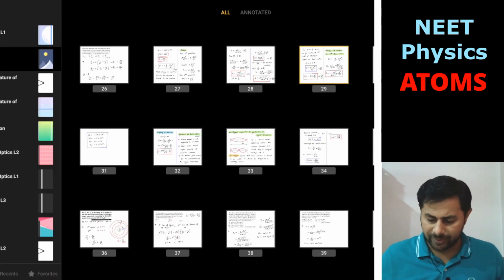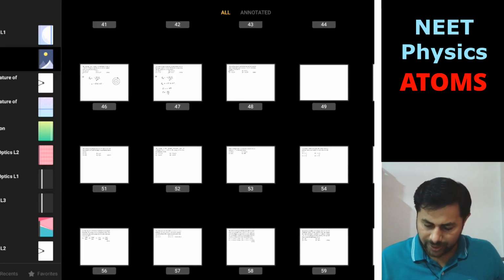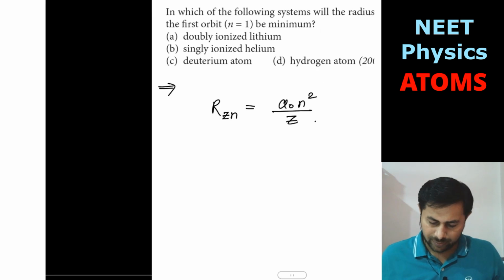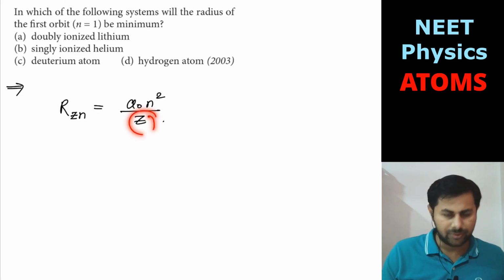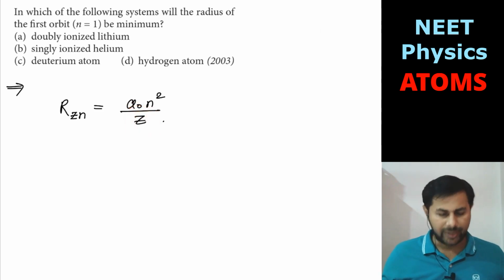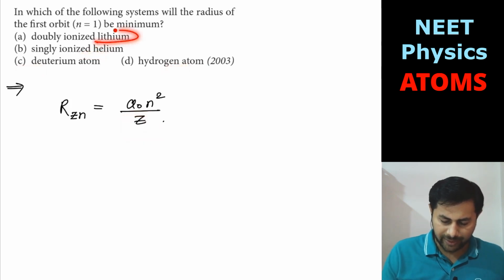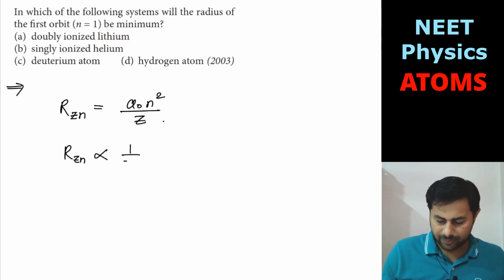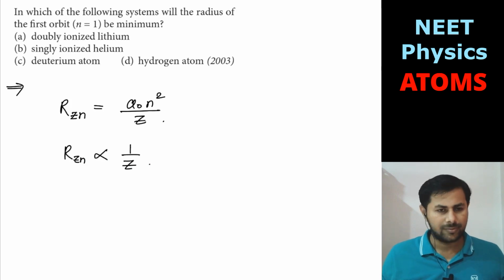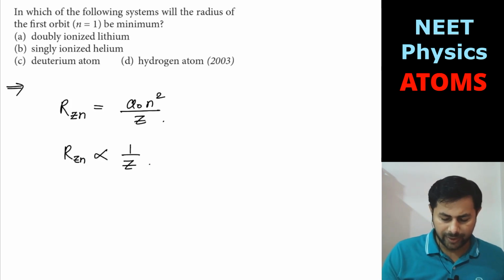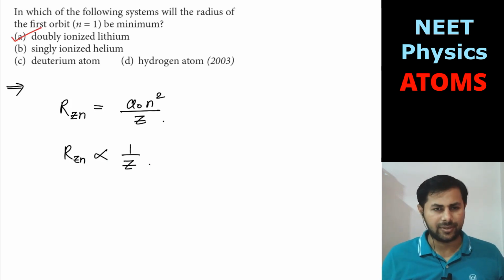Okay, so this is our formula, a naught times n square by Z. N is equal to 1, that means radius is just inversely proportional to Z. A naught is a constant, 0.5 angstrom. So option A. Out of these, which one has the highest atomic number? Lithium, right? What's the atomic number of lithium? 3. Alright, so then the answer would be doubly ionized lithium.